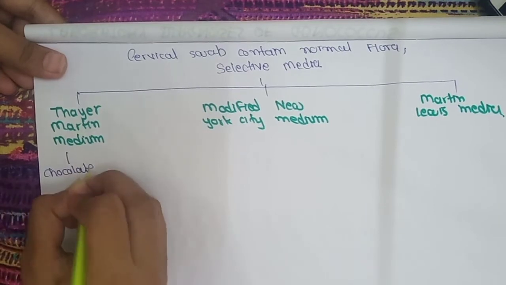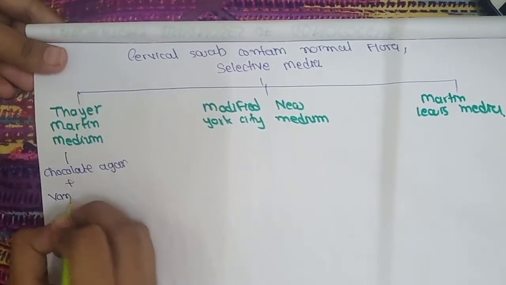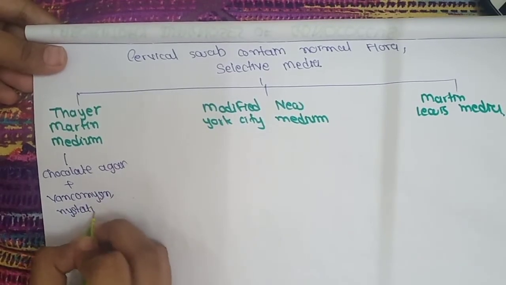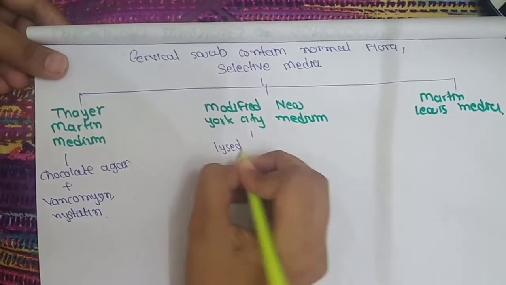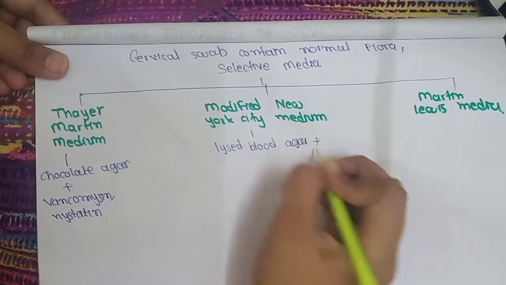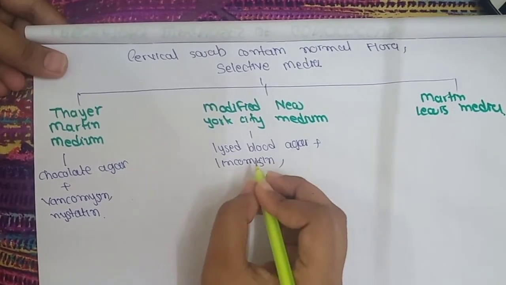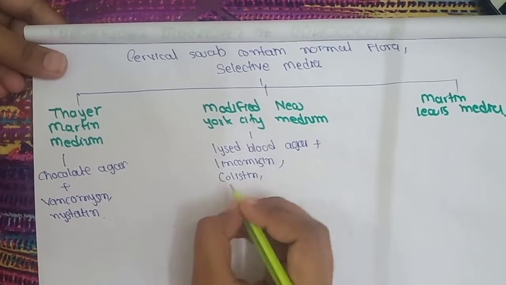Thayer-Martin medium includes chocolate agar made with sheep blood, including antimicrobials like vancomycin, nystatin, colistin. The modified New York City medium will include lysed blood agar, including lincomycin, colistin, trimethoprim.